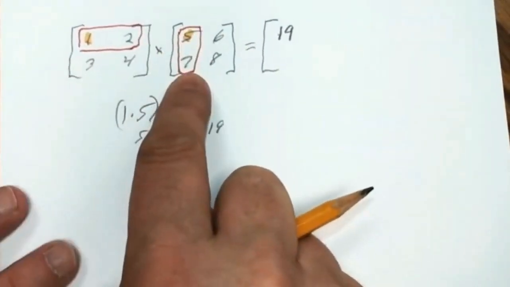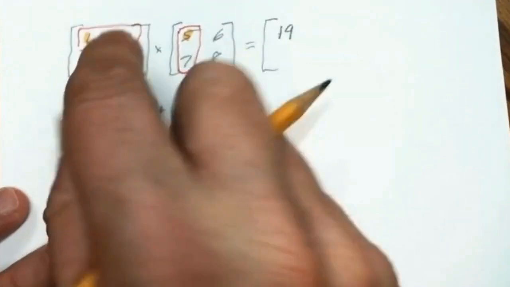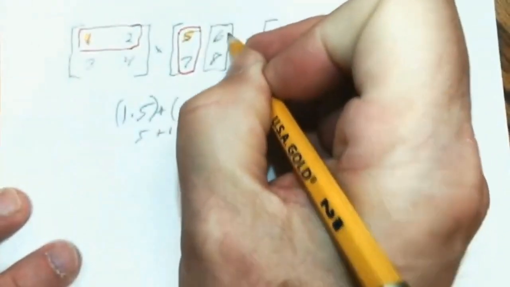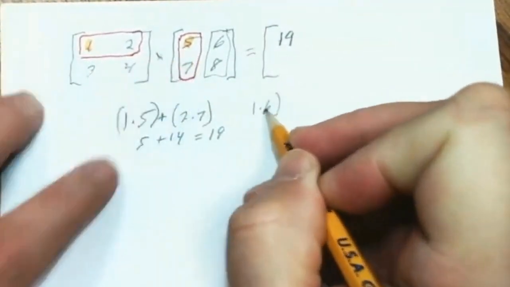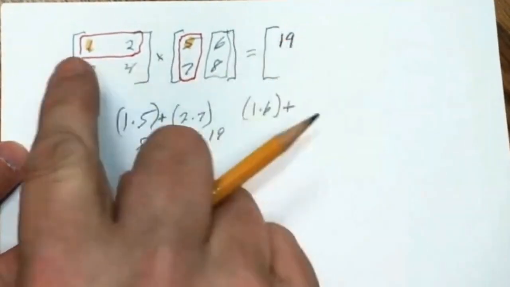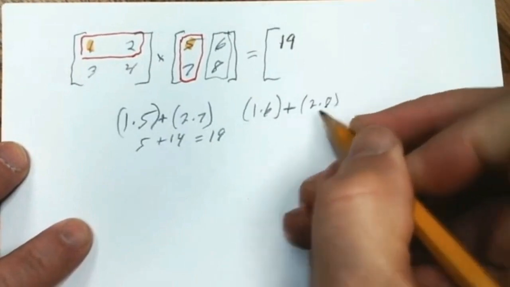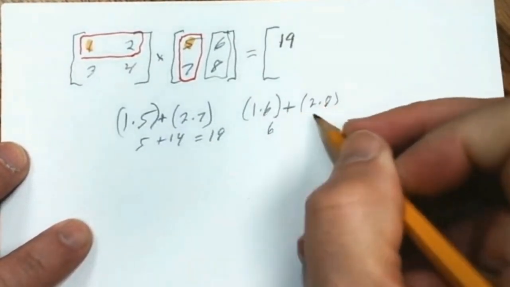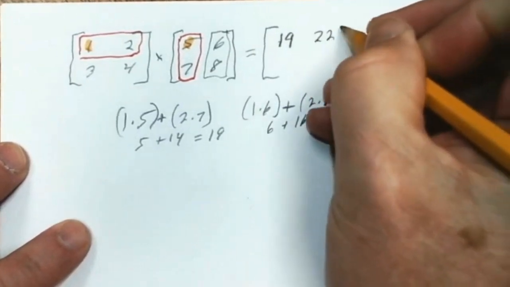Now, to get the first row, second column answer, we take the first row times the second column. So we take 1 times 6 and add that to 2 times 8. So 1 times 6 is 6, 2 times 8 is 16. So this is 22.